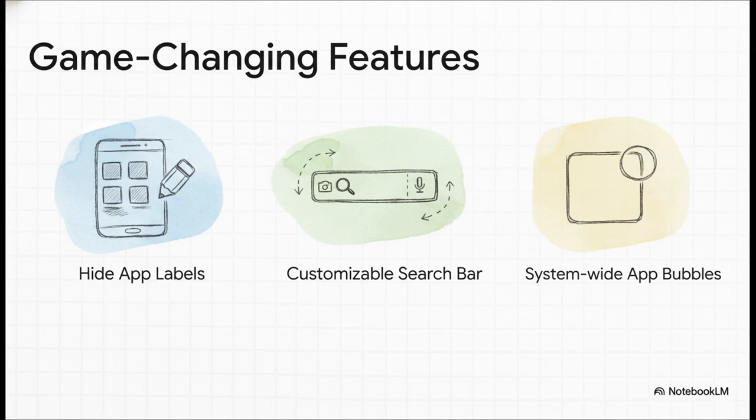Okay, so this latest version has 3 standout features that are truly game-changing. You can finally hide app labels for that ultra-clean look, you get a fully customizable search bar, and there's a powerful multitasking tool called System-Wide App Bubbles. Let's break each one of these down.